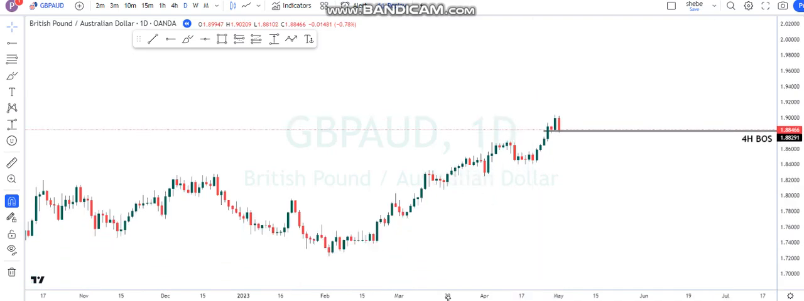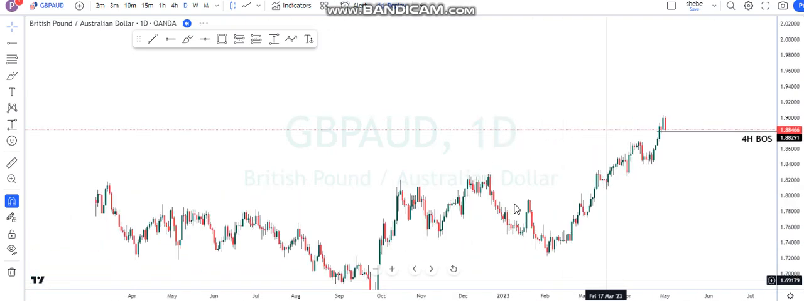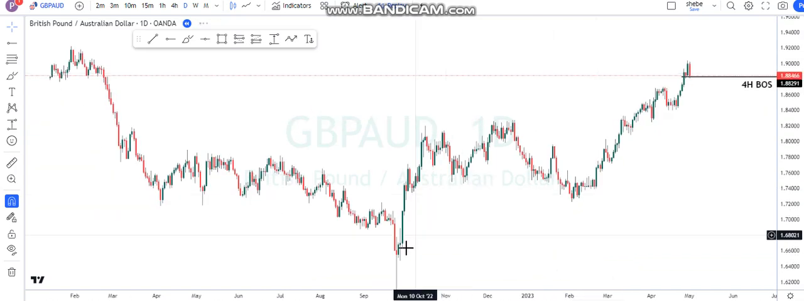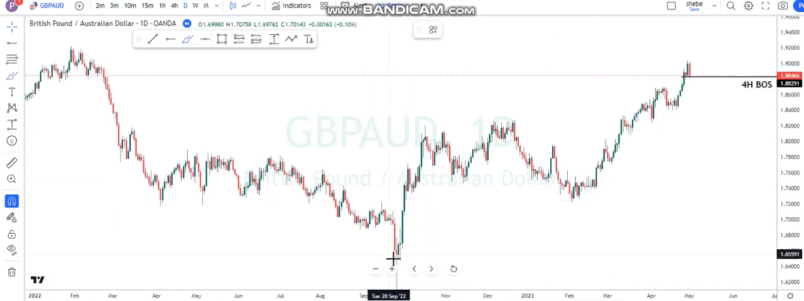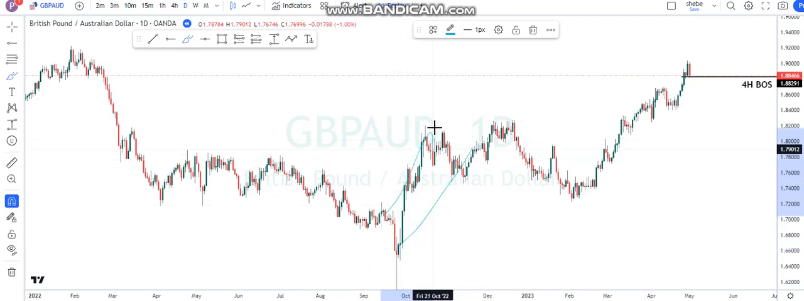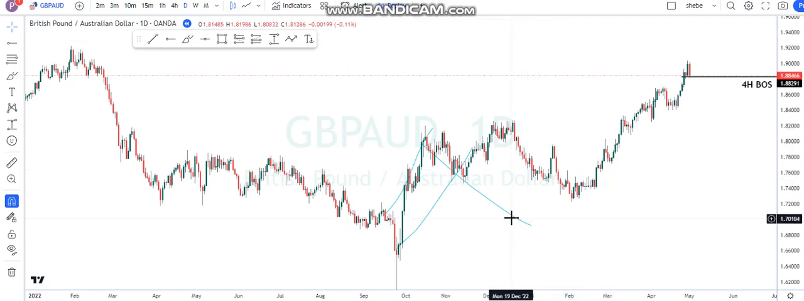Also, if you look afresh over here, from this point around here, there was a certain impulsive move, and we made a certain correction. So this being made tells us that we are still going up, still going up for more bullish movement.